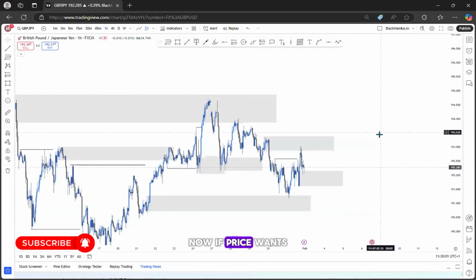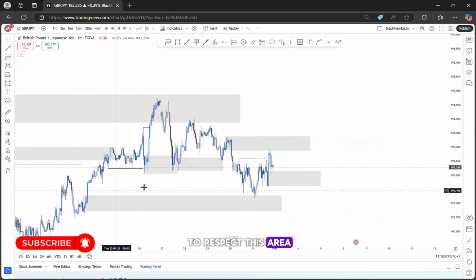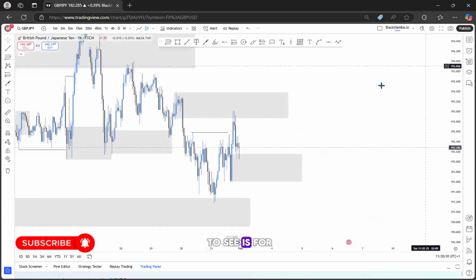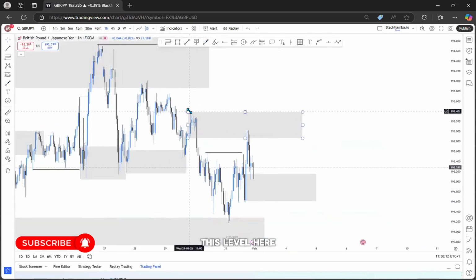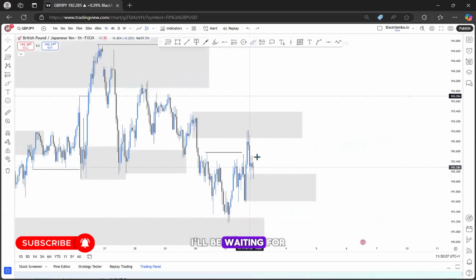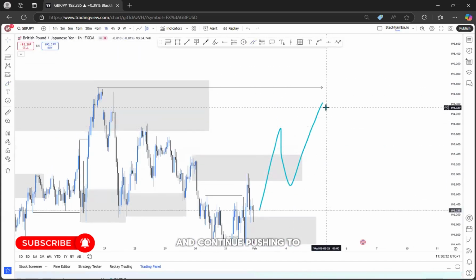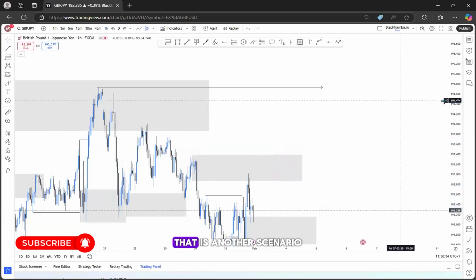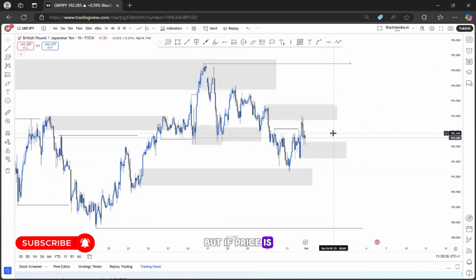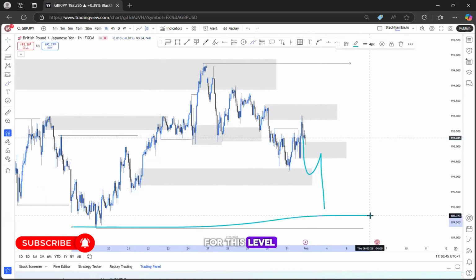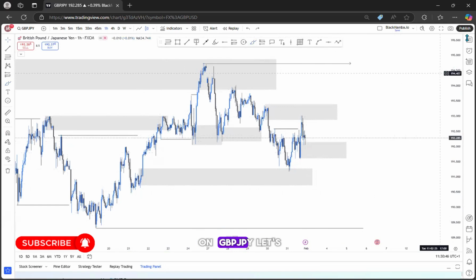Now, if price wants to respect this area to take out this high, first thing I want to see is for price to take out this level here. I'll be waiting for price to retrace back down and continue pushing to the upside. That is another scenario. But if price is not going to respect here and price starts doing something like this, then price is coming for this level. So that is it on GBPJPY.